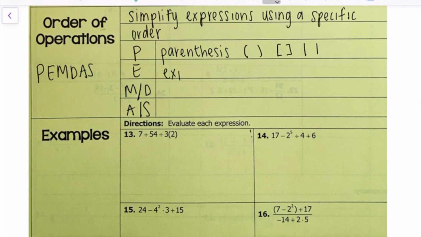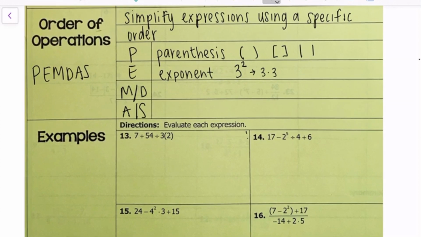The E stands for exponents. The exponents are the little number right there, the 2. This is 3 squared. So this is not 3 times 2. This is actually 3 times 3, which would be 9. So please be careful with that. A lot of people make that common mistake. So another example would be 2 to the 5th power. Again, it is not 2 times 5. It is 2 times itself 5 times.